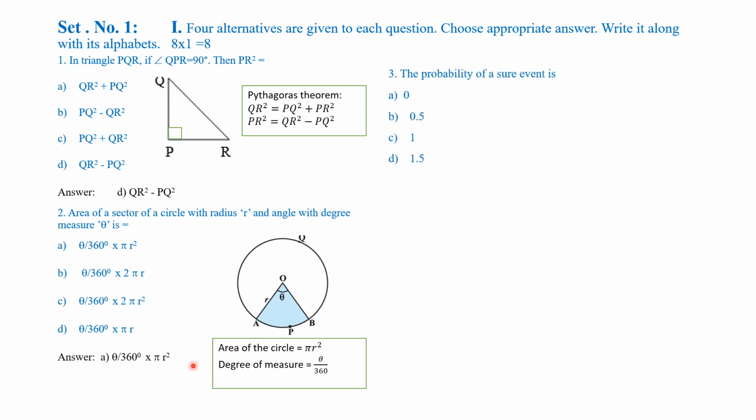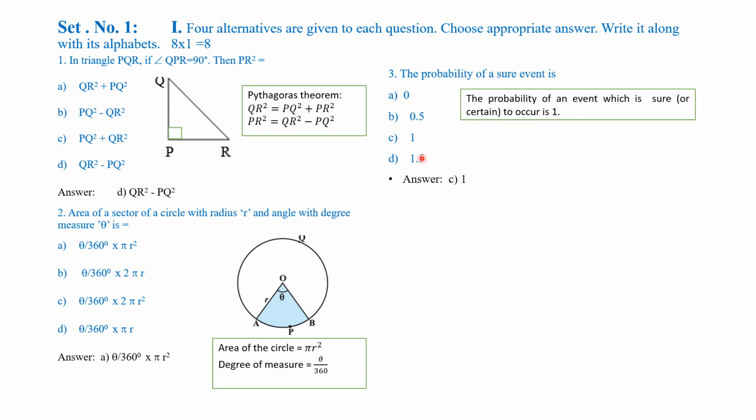Let us take question number 3. The probability of a sure event is, 4 options are given. Option A is 0, option B is 0.5, option C is 1 and option D is 1.5. The probability of an event which is sure or certain to occur is 1, because 100% it will occur. Whatever the outcomes, you always get the expected result. Therefore, the answer is C, 1. So, the probability of a sure event is 1. Please remember.